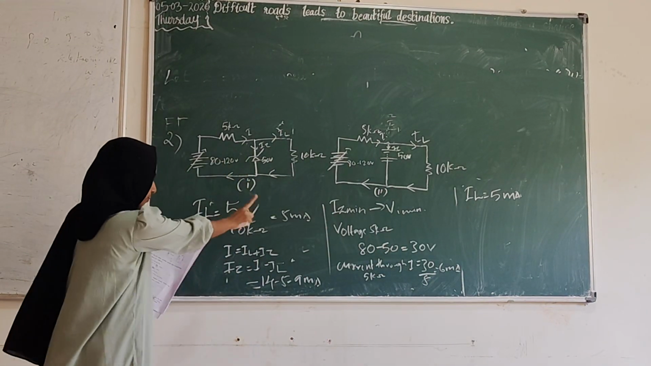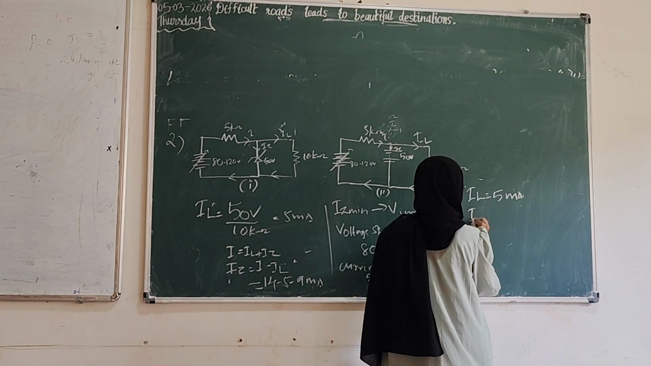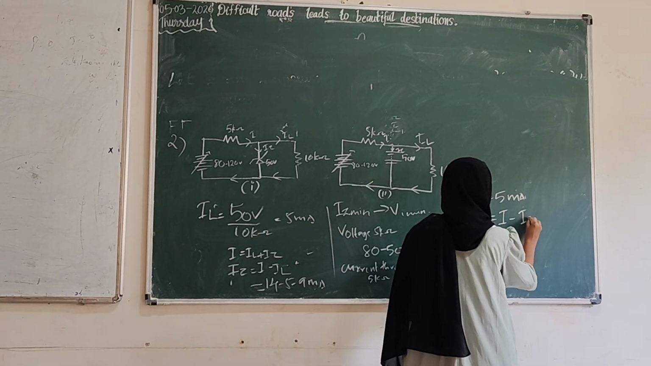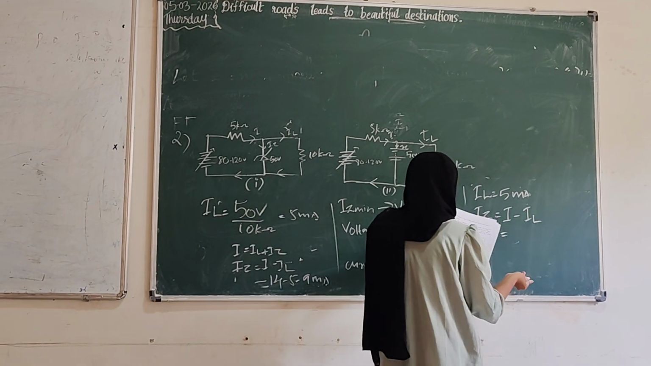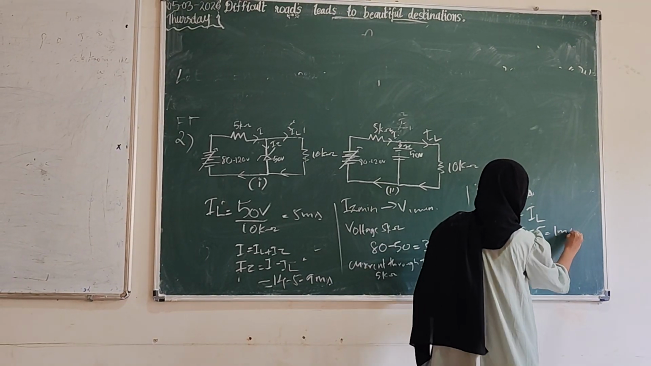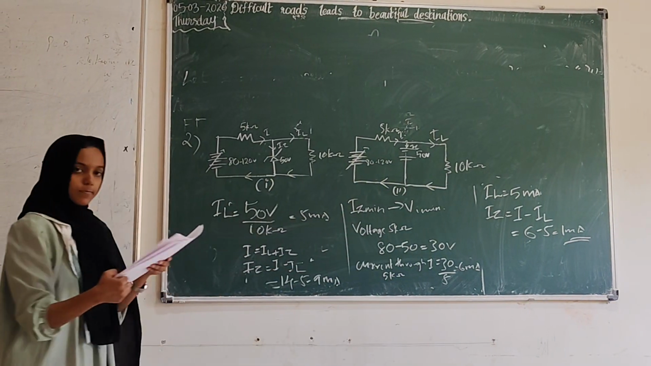50 by 10, 5 milliampere, the same itself. And we want to find the zener current. That is IZ is equal to, by Kirchhoff's law, I minus IL. That is 6 minus 5, 1 milliampere. So these are the maximum and minimum zener current.